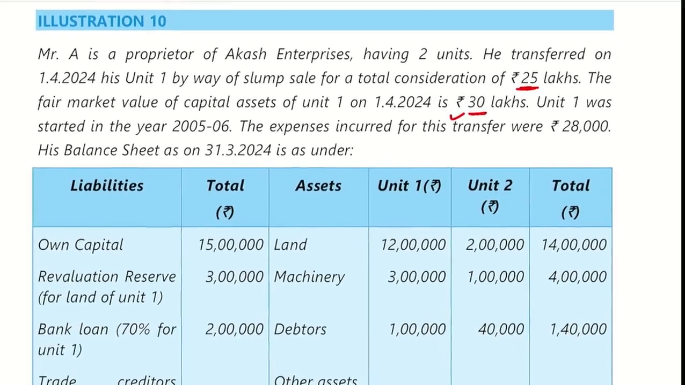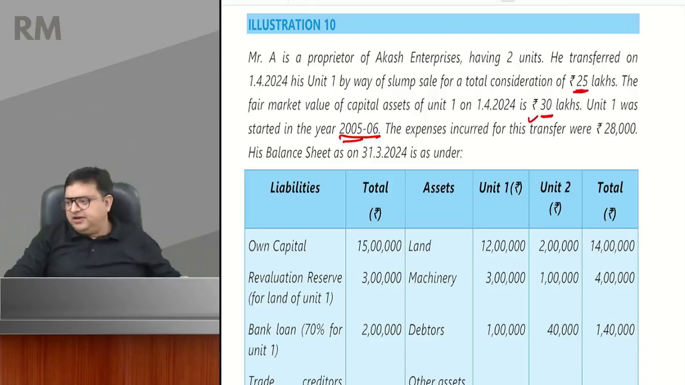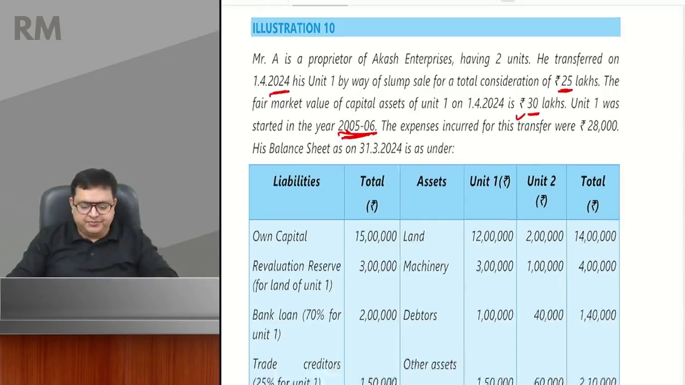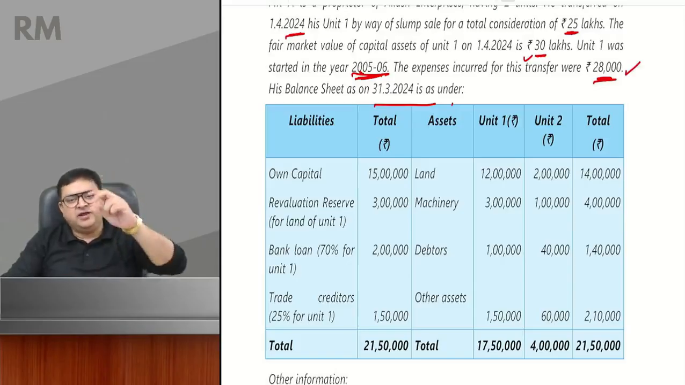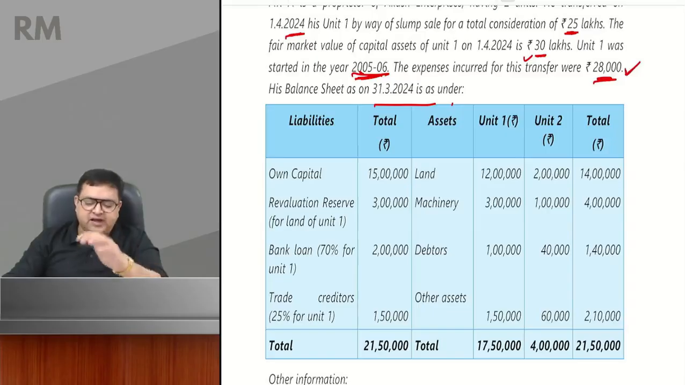Unit 1 was started in 2005-06. Why have they given us that unit 1 started in 2005-06? Long term. Because we are selling it in 2024 and it's more than 3 years old, so it's long term. The expenses incurred for this transfer were 28,000, and his balance sheet on this date is as under. So this is the expenses on transfer, we will take it. We have already received the full value of consideration, 30.